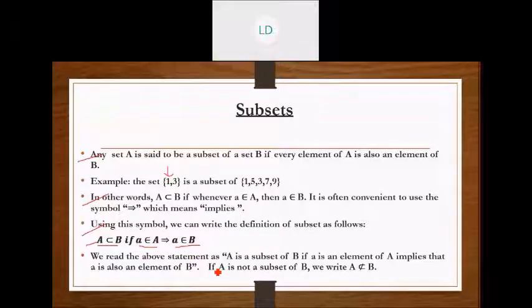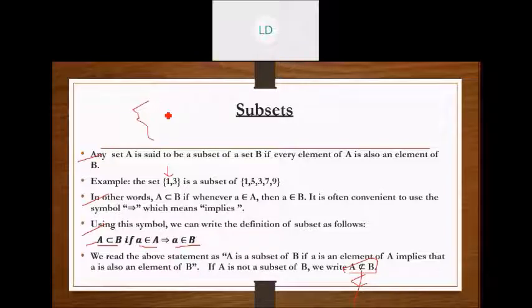Next, if A is not a subset of B, then we write A is not a subset of B. So this is the notation. If A is not a subset of B, then we write it in this notation. I will give an example.